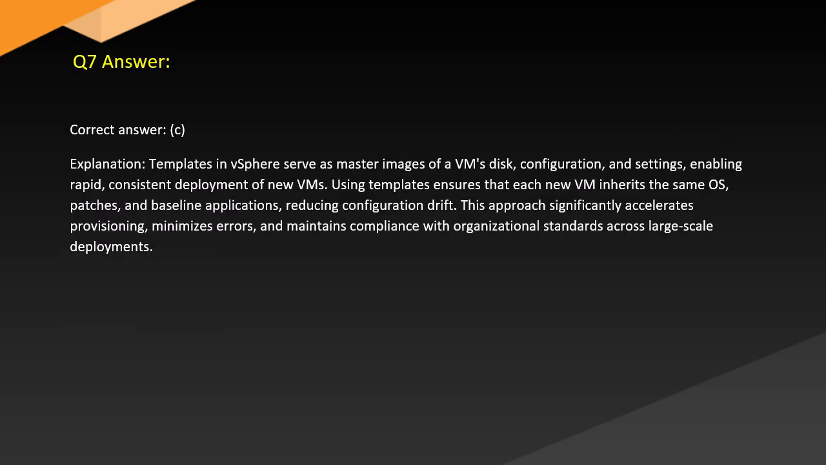Answer. Correct answer: C. Explanation. Templates in vSphere serve as master images of a VM's disk configuration and settings, enabling rapid, consistent deployment of new VMs. Using templates ensures that each new VM inherits the same OS patches and baseline applications, reducing configuration drift. This approach significantly accelerates provisioning, minimizes errors, and maintains compliance with organizational standards in large-scale deployments.